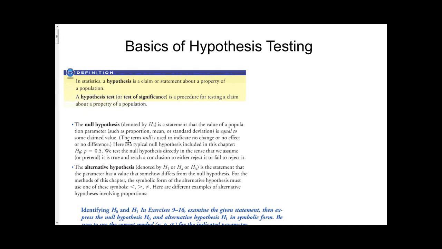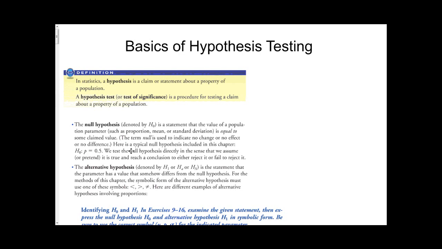Okay, let's look at some of the basics of hypothesis testing, all right? Now, in statistics, a hypothesis is a claim or a statement about a property of a population. A hypothesis test is a procedure for testing a claim about a property of a population. So, for instance, we might want to test a claim about a population mean, or a claim about a population proportion, or a claim about a population standard deviation or something. So, we're going to conduct hypothesis tests to test those claims, or tests of significance.